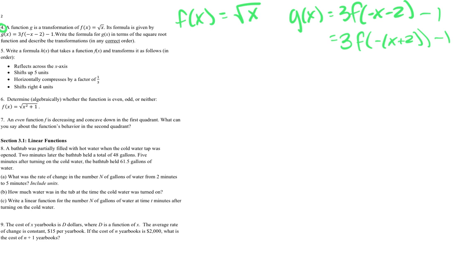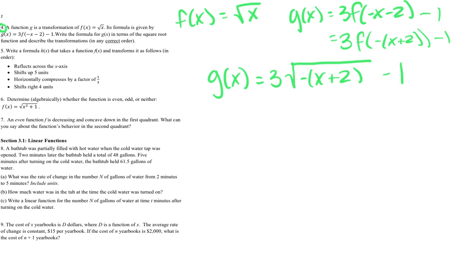And so now we're going to put it into our square root. So we have g of x is equal to, we have that 3 on the outside. We have our square root, and we have negative x plus 2, and we have our minus 1 way out here. Great. And so now it's asking us to write our transformations in any correct order.